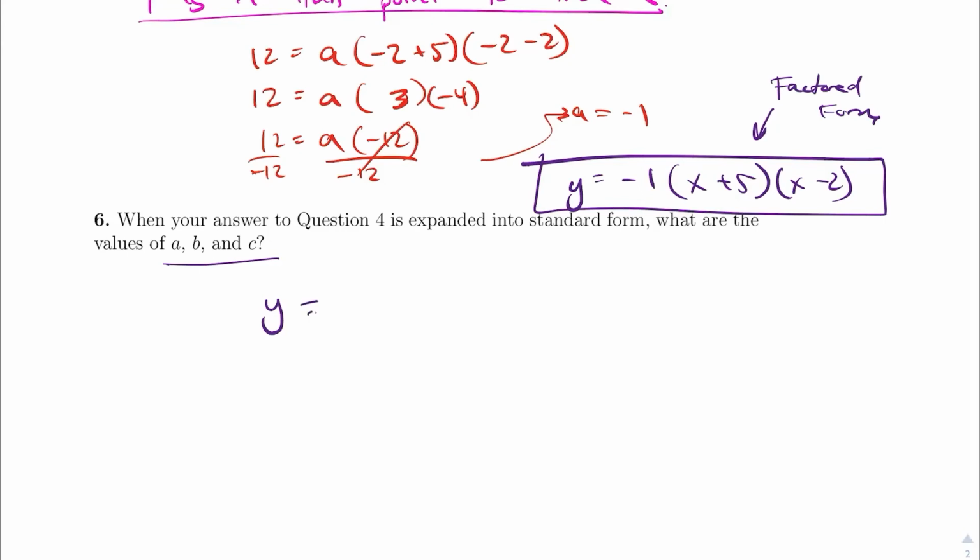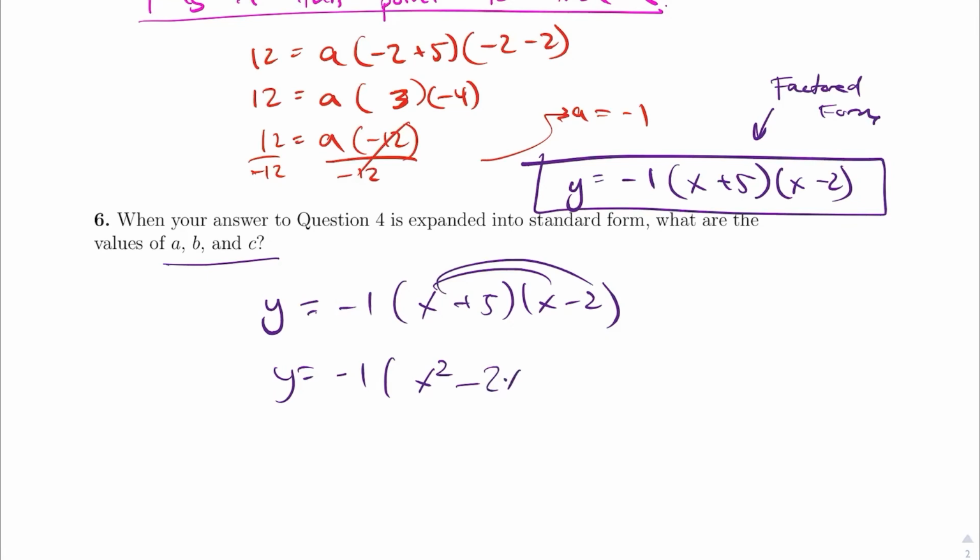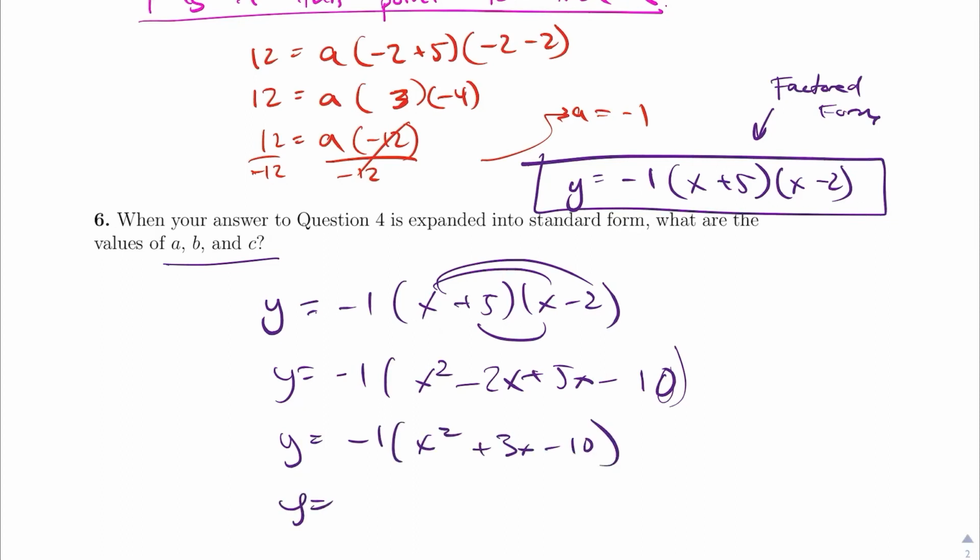Otherwise it sounds crazy. To expand this, you're going to distribute out the x plus 5 times the x minus 2. That gives you y equals -1 times x squared minus 2x plus 5x minus 10. Y equals -1 times x squared plus 3x minus 10. Now distributing this, y equals -x squared minus 3x plus 10. Picking out the values, a has to be -1, b has to be -3, and c has to be 10, just matching it up with the y equals ax squared plus bx plus c form.